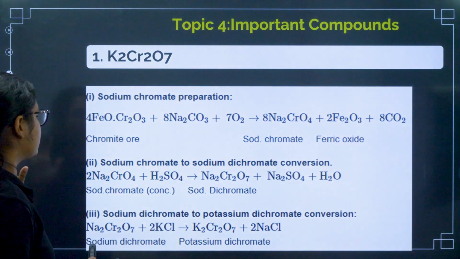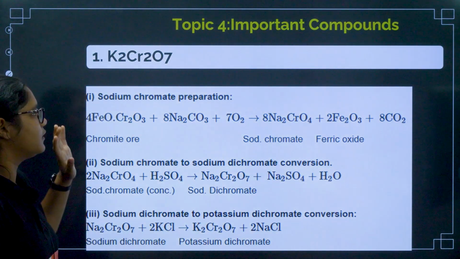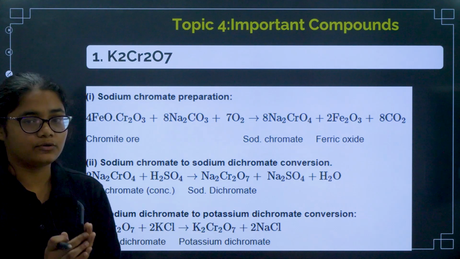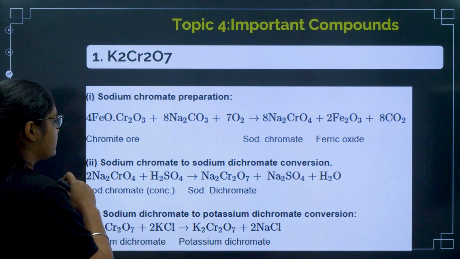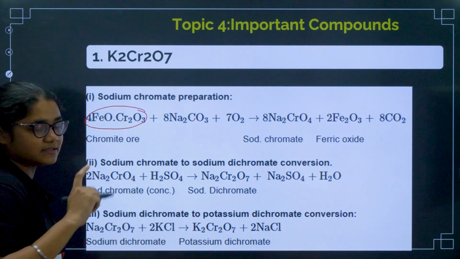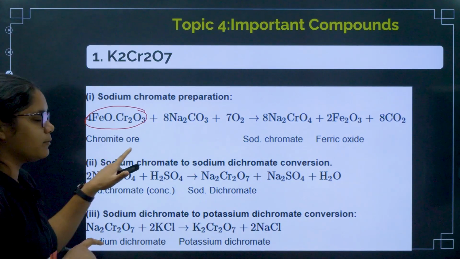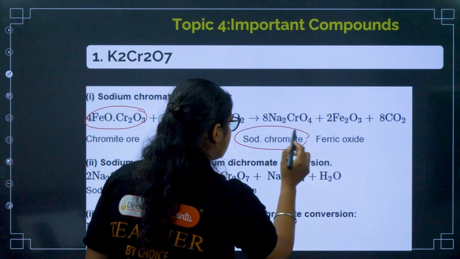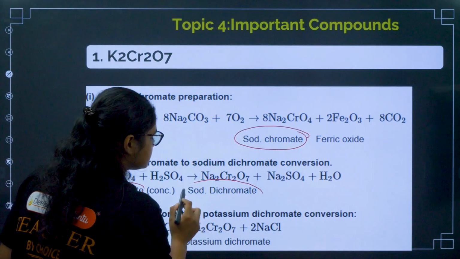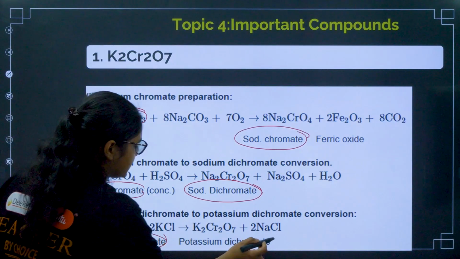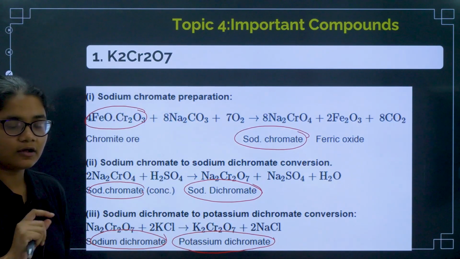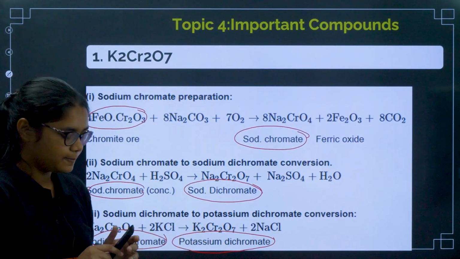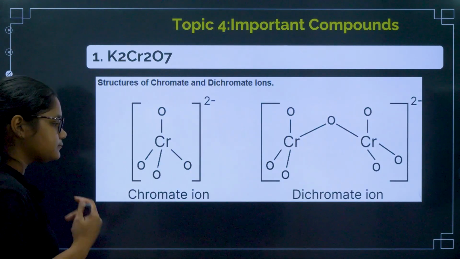Okay, next is very important: important compounds in the d and f block. First is potassium dichromate, that is K2Cr2O7. Many times a question is asked about the starting material: it is prepared from chromite ore, iron chromite. This is converted to sodium chromate, then sodium chromate is converted to sodium dichromate, then sodium dichromate is converted to potassium dichromate. The exact equations you need not remember, just remember the starting materials and the products of each step. Okay, next is the structure.